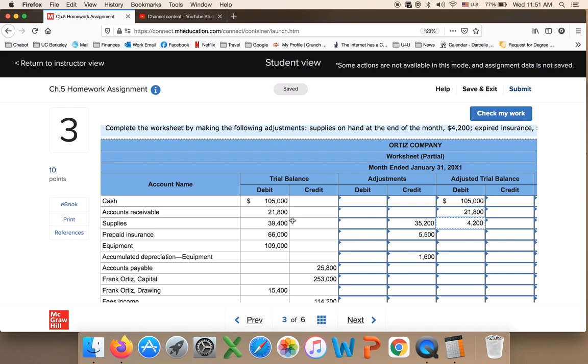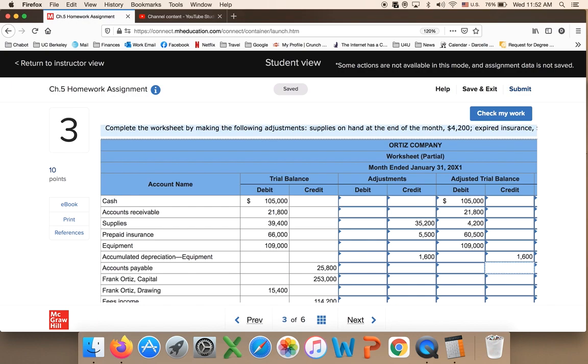So we already did supplies. It had a debit balance, we decreased it, and so this is the new balance. Prepaid insurance, 66 minus 55 gives me a new balance of 60,500. Equipment has not changed. Accumulated depreciation now is 1,600. So it was 0 and we increased it.